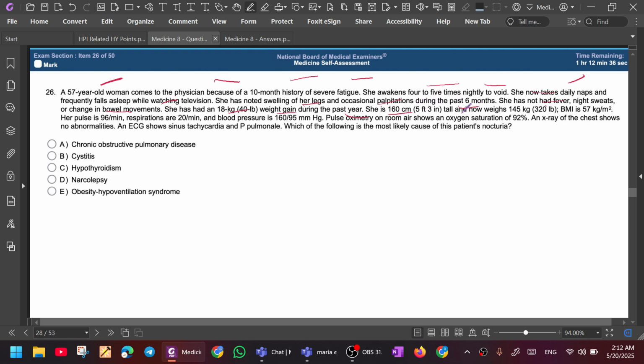She is 160 centimeters tall, now weighs 145 kg, BMI is 57 kg per meter squared, pulse 96, respirations 20 per minute, BP 160 over 90. Pulse oximetry on room air shows an oxygen saturation of 92%. An X-ray of the chest shows no abnormality. ECG shows sinus tachycardia and P pulmonale. Which of the following is the most likely cause of the patient's nocturia?